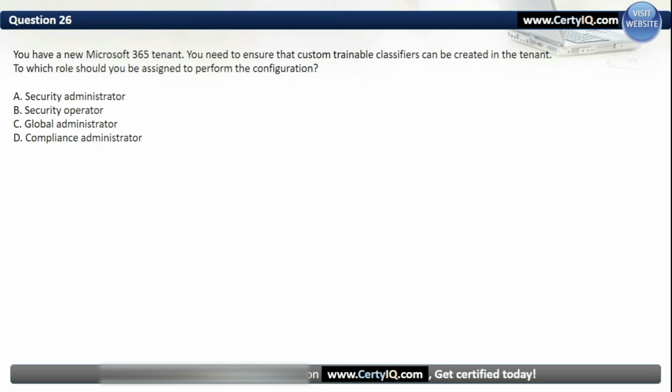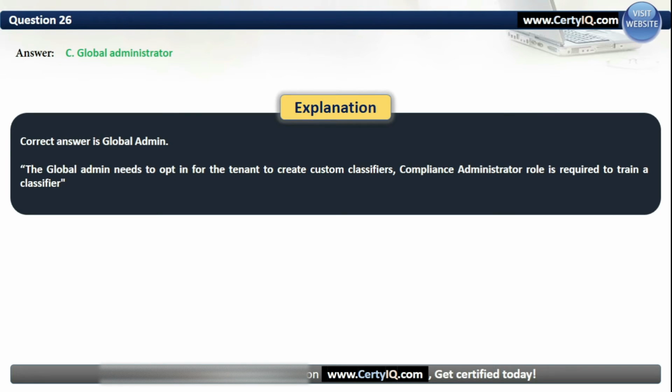Question 26. You have a new Microsoft 365 tenant. You need to ensure that custom trainable classifiers can be created in the tenant. To which role should you be assigned to perform the configuration? Our options are A. Security Administrator, B. Security Operator, C. Global Administrator, or D. Compliance Administrator. The correct option is C. Global Administrator. The global admin needs to opt in the tenant to create custom classifiers. The Compliance Administrator role is required to train a classifier.